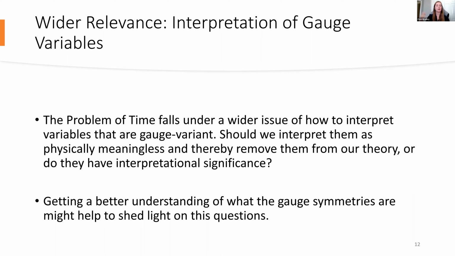transformations. But on the other hand, there have been some suggestions that, in fact, these gauge variables can have a kind of interpretational significance, and therefore that we shouldn't remove them from our theory because they play an ineliminable role. And so getting a better understanding of what the gauge symmetries are, and in relation to this, what notion of physical equivalence is at play, might help to shed light on this question.